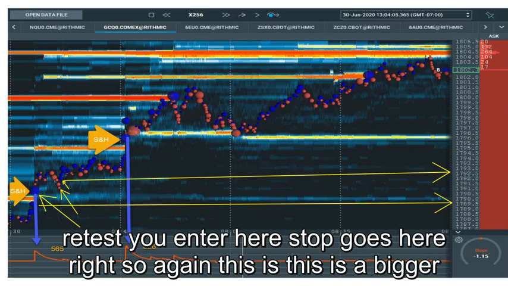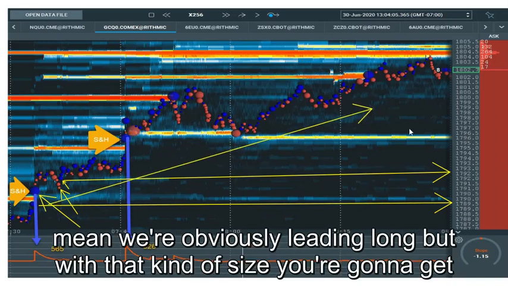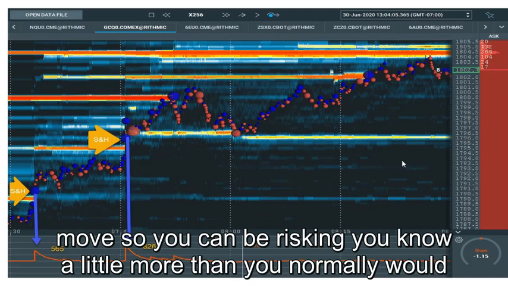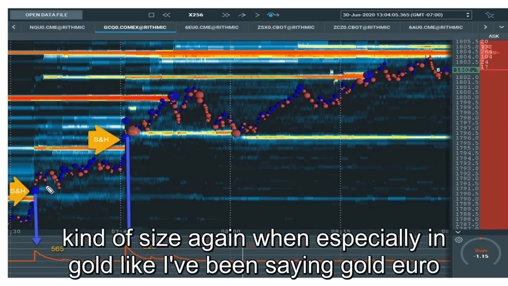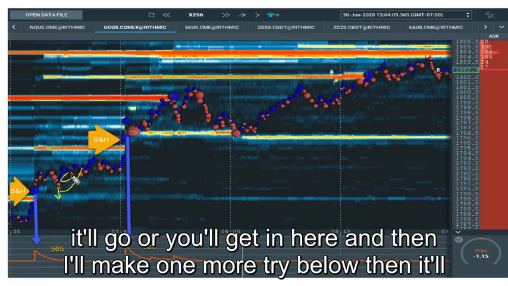Right? So again, this is a bigger trade, but you've got to know this is going to be moving one way or another. We're obviously leaning long, but with that kind of size, you're going to get an outsized move. So you can be risking a little more than you normally would, because you're probably looking at at least a 100 tick move when you see that kind of size. Again, especially in gold, like I've been saying, gold, euro, crude, you'll see a lot of times it'll come back and go a little bit below, then it'll go. Or you'll get in here, and then it'll make one more try below, then it'll go.